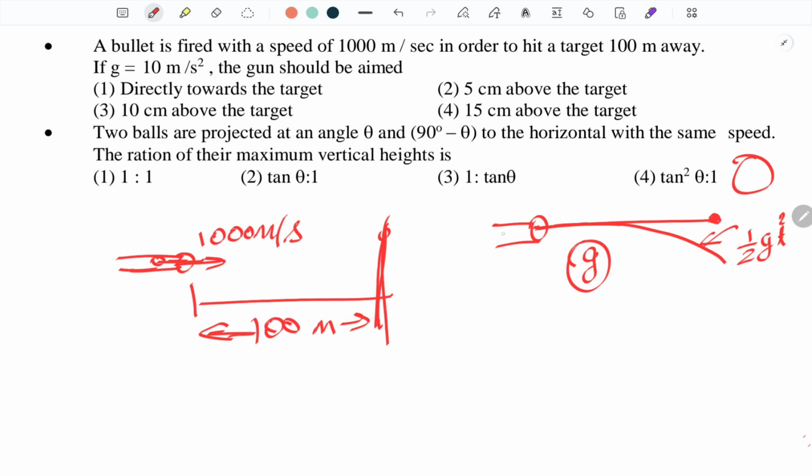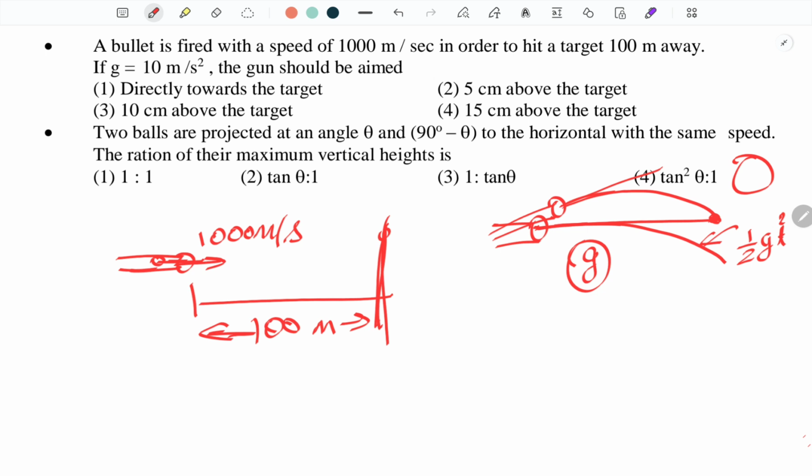So obviously at some angle I need to fire so that the bullet, since it does not travel straight, travels a parabolic path. Although this diagram which I am drawing, for a long range this is observable. So half gt square we need to find. That is all the logic here.